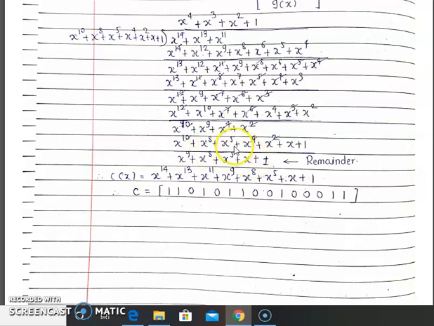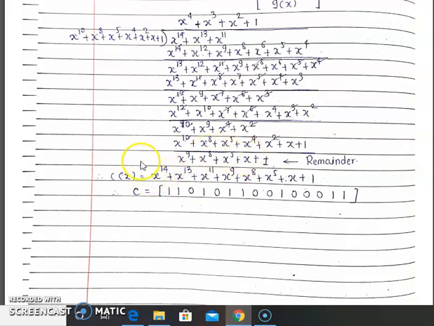Continue the division until the power of the remainder is less than that of the divisor. So here x raised to 9 and the divisor has x raised to 10. So 9 is less than 10, so stop here, and this is the remainder.